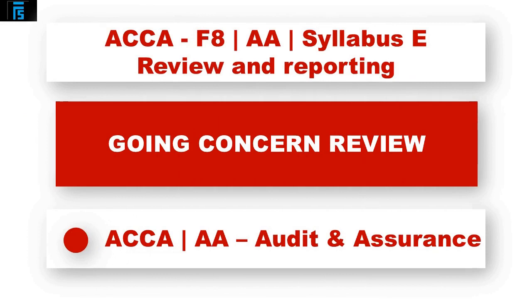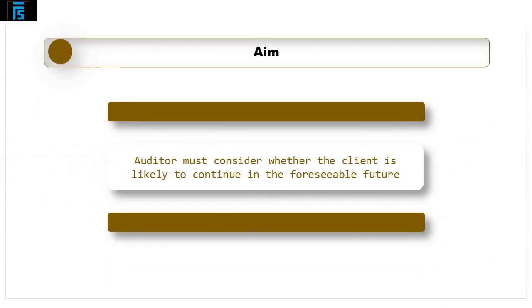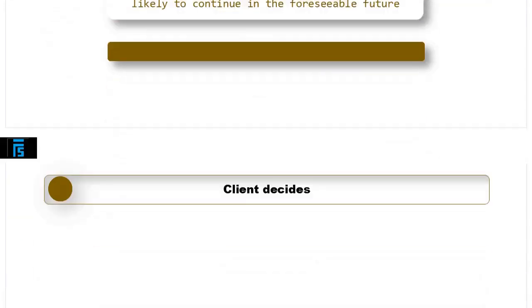This video will cover the going concern review. This forms part of the completion and review stage of an external audit. The aim of the going concern review is to ensure the auditor has considered whether the client is likely to continue in the foreseeable future, and whether they have prepared their financial statements, including appropriate disclosures.